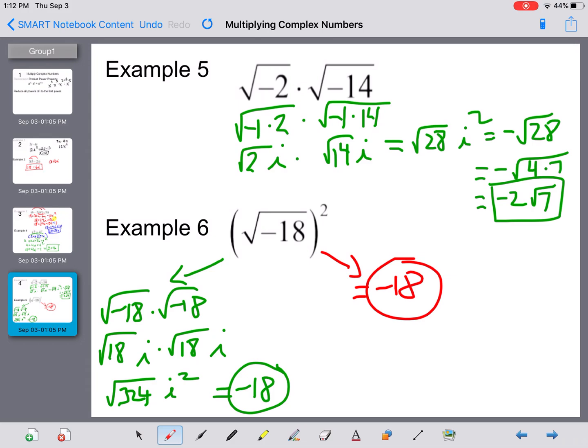So main takeaways are treat them similar to variables when you have complex numbers or imaginary numbers, and then reduce your powers of i. If you have a radical with a negative underneath it, you need to simplify with i's first and then use regular radical properties.